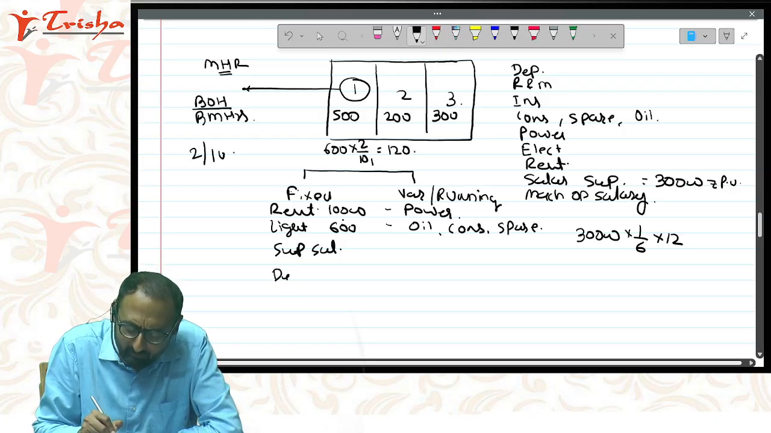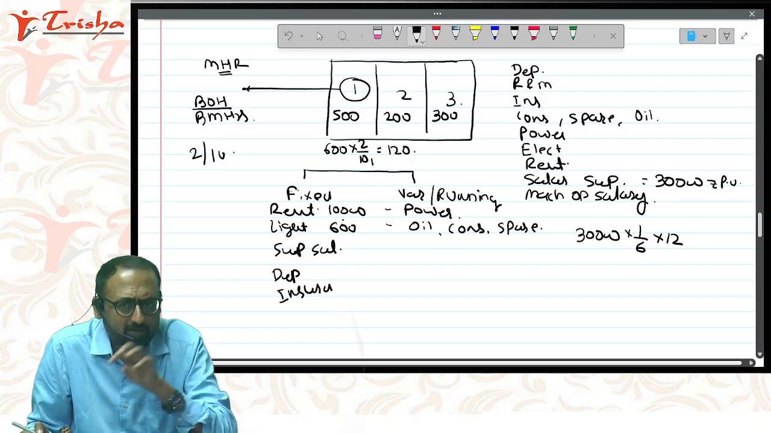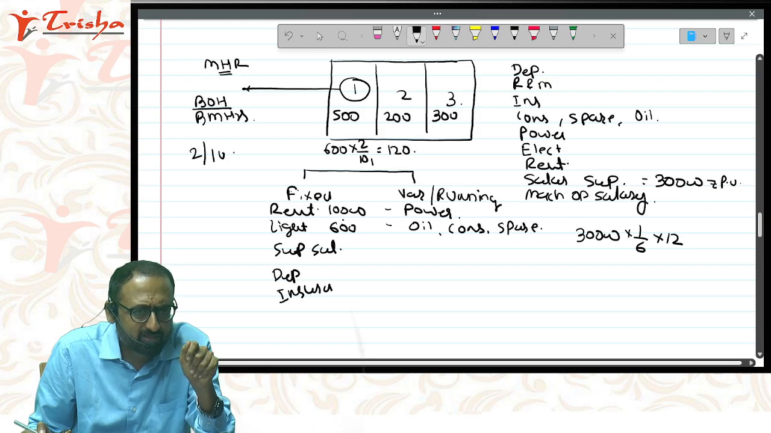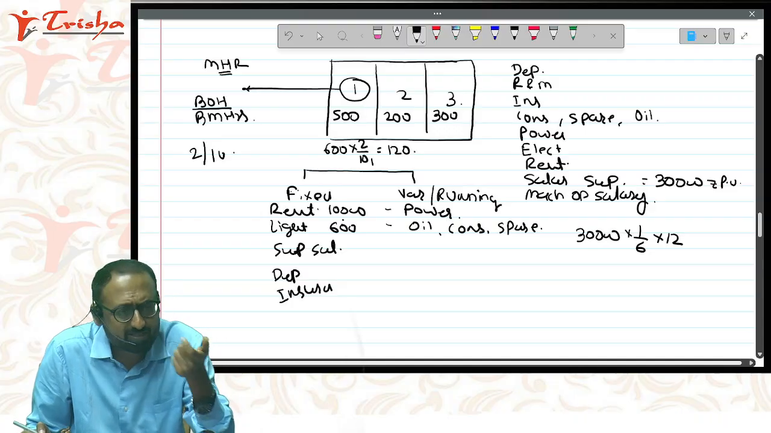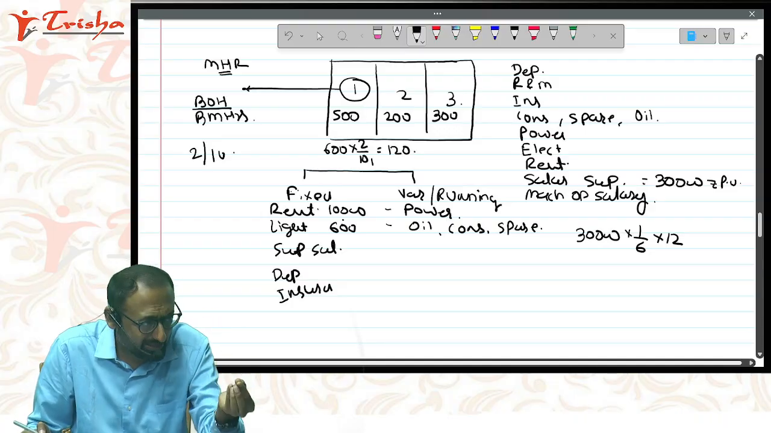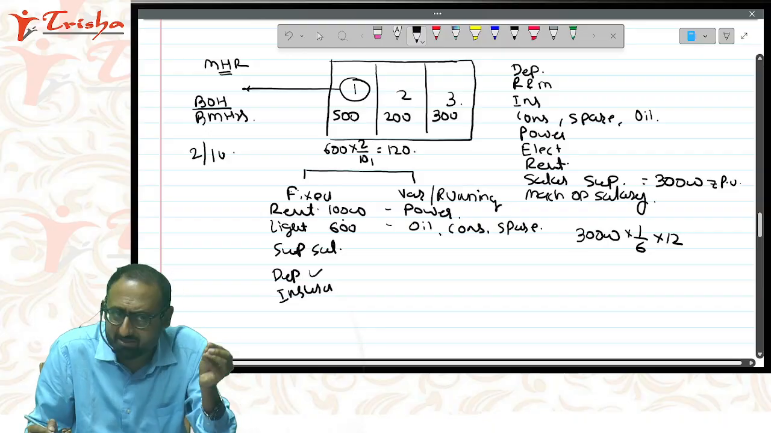So supervisor salary is also a fixed expense. Depreciation and insurance will be fixed expenses, provided depreciation is given in years, that is, the life of the asset is given in years: 10-year life, 5-year life, 12-year life. Then consider depreciation as standing charges.